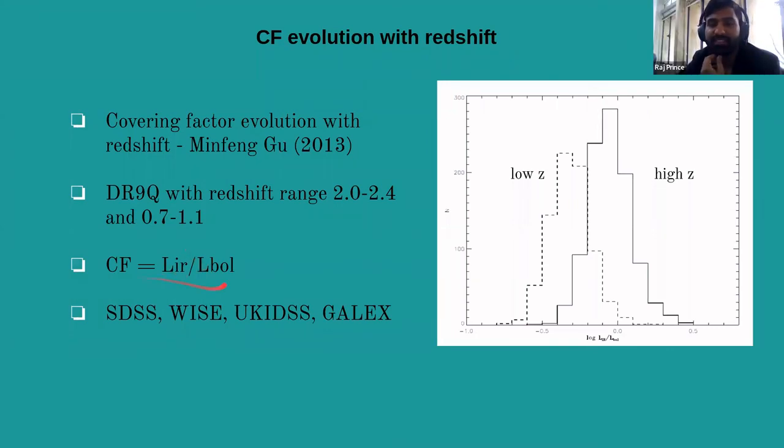This relation suggests that if you go to higher redshift, the structure changes and the covering factor is higher. That means you have a bigger torus structure, which covers more of the source, and as an observer you see a very small part, a very small beam angle. That is consistent with the idea that AGN evolve over time, and a lot of things settle down over time, maybe.